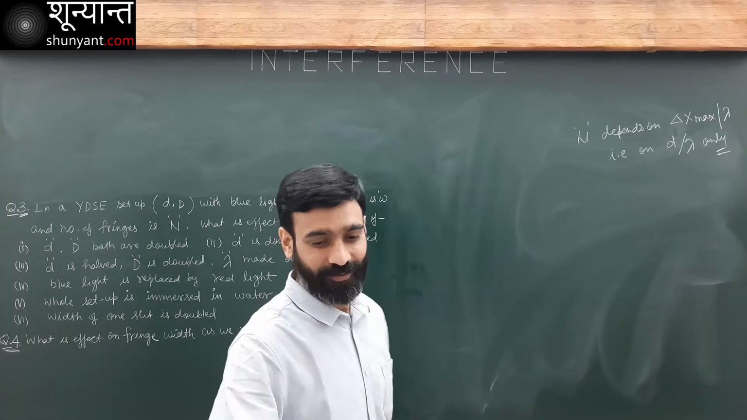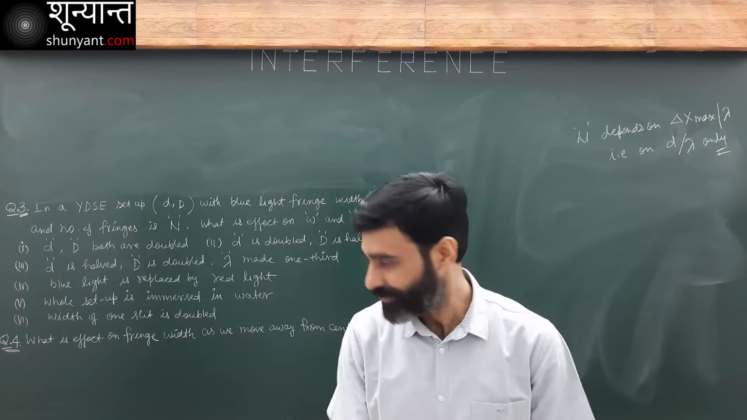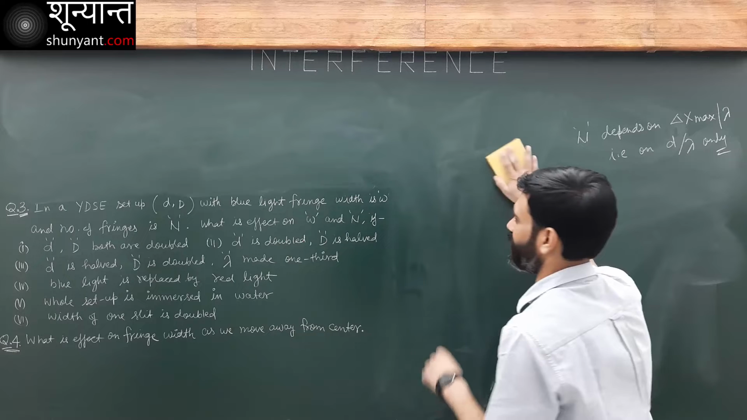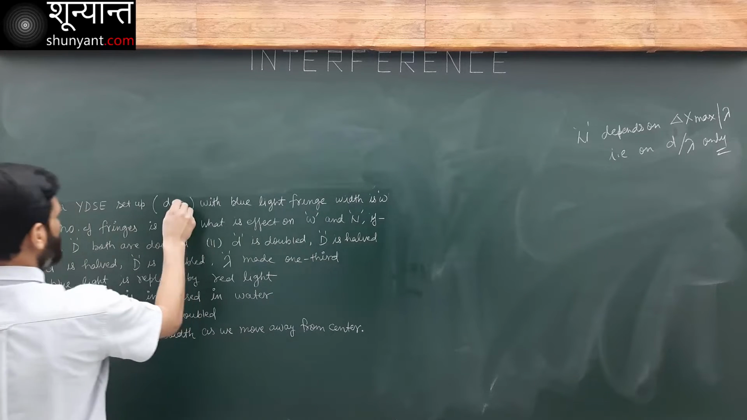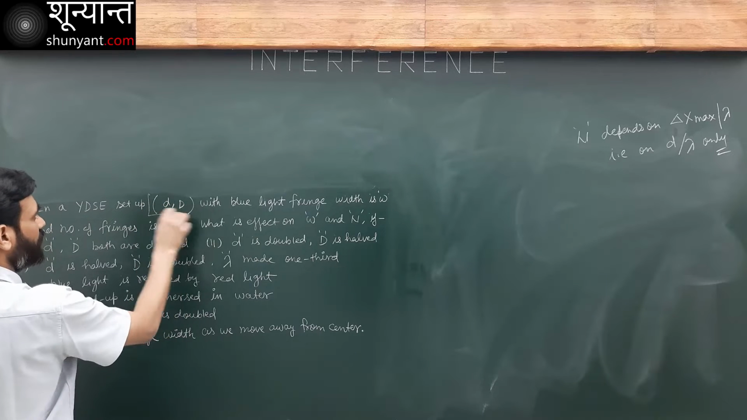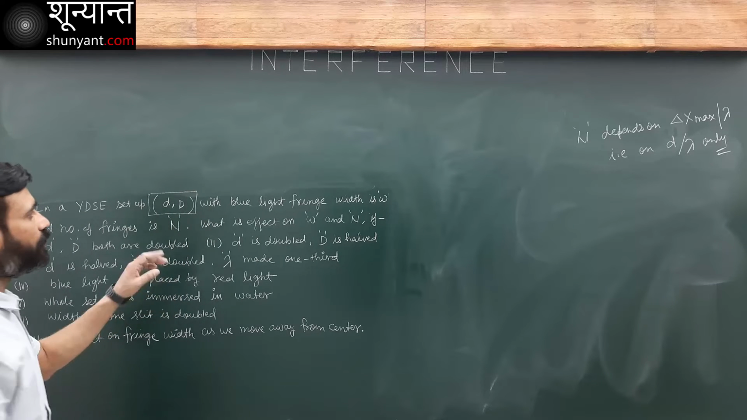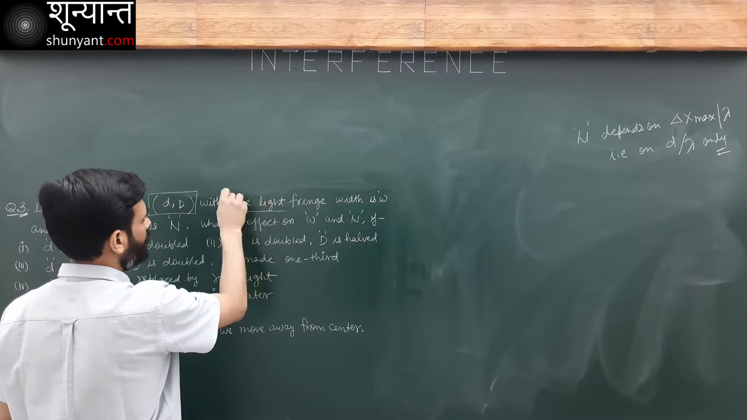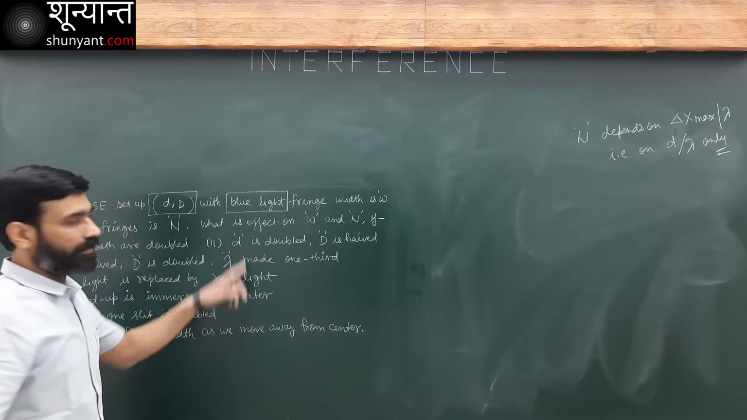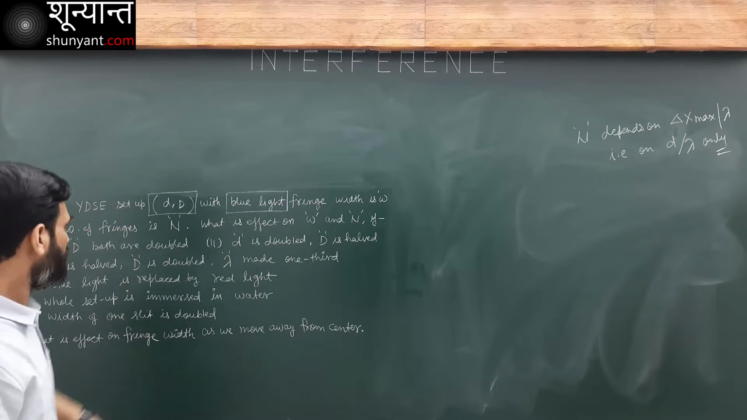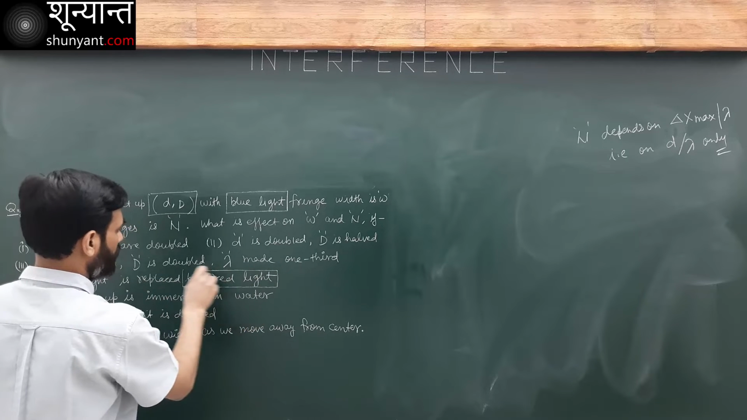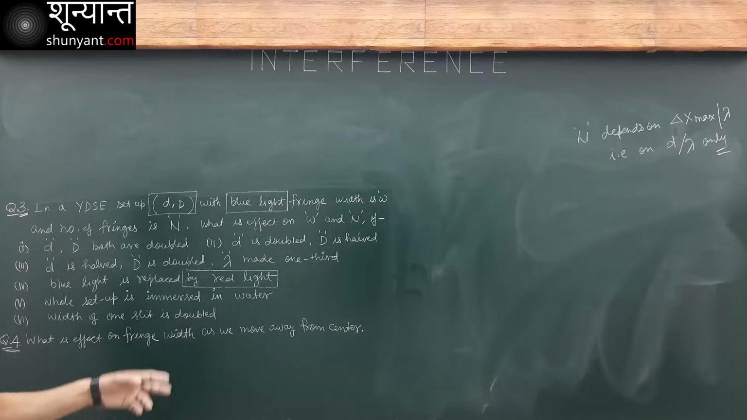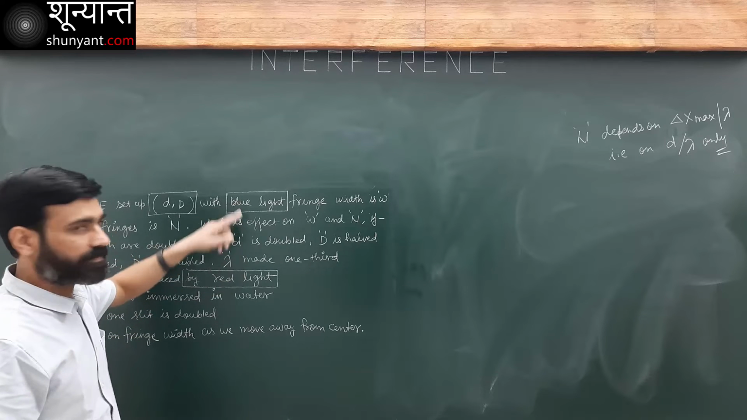Okay. Try to answer these problems. What do you think? I have this YDSE setup. These parameters are given, small d and capital D, with blue light. Later on, we are replacing blue light by red light. So we should know the relation between the wavelengths of the two.